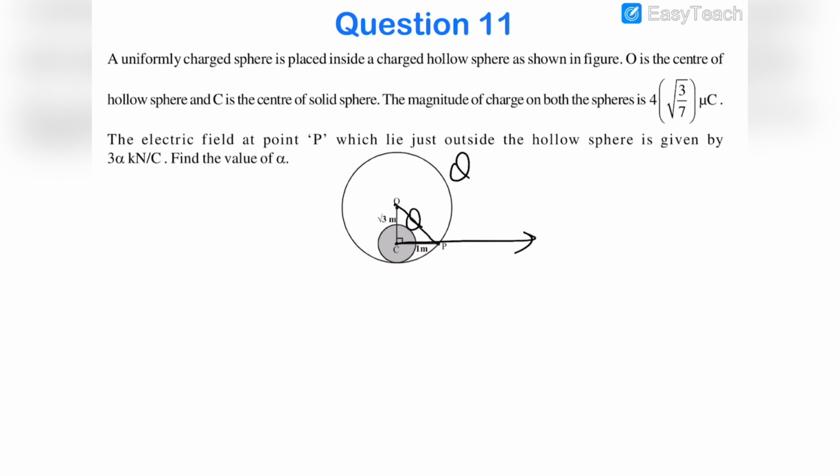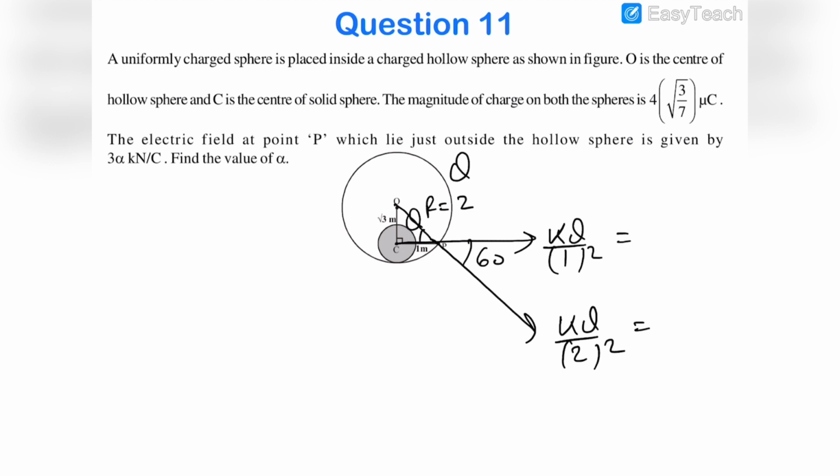Let us say this radius is equal to 2. So the electric field of this smaller sphere will be kq by 1 square, and the electric field due to this hollow sphere would be kq by 2 square, because its radius is 2. This angle is 60, this angle is 60. So let us write it as kq by 4 and this is kq. If it is E, then it is 4E.